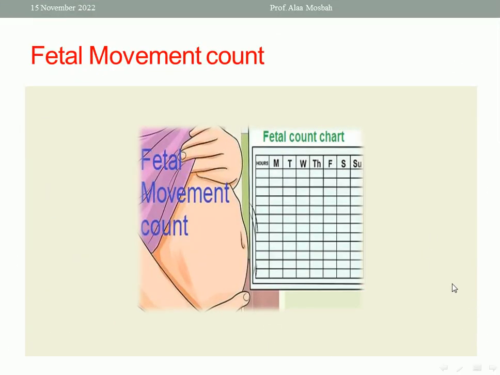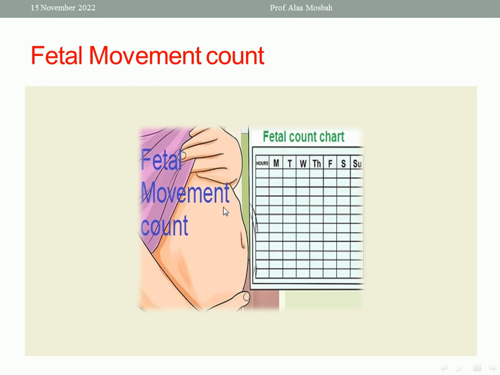Let us go to the last item for fetal well-being test, the fetal movement count. If you remember now, we covered the non-stress test, we covered the biophysical profile, the fetal growth evaluation, Doppler velocimetry during pregnancy, and lastly, the fetal movement count.